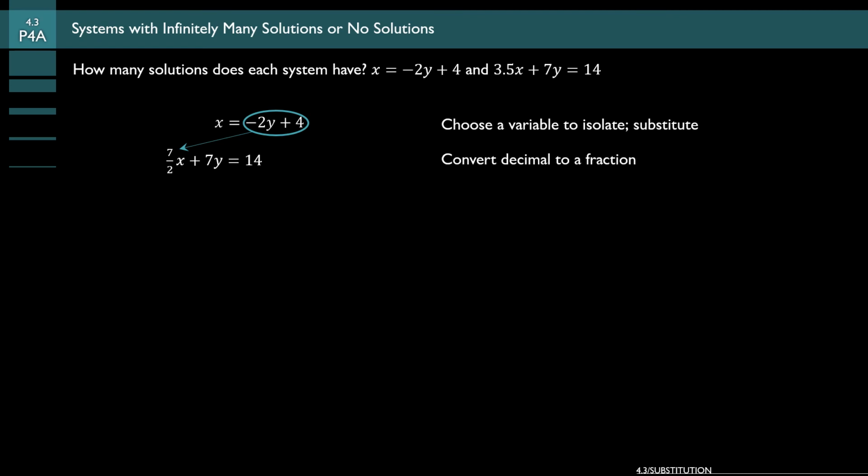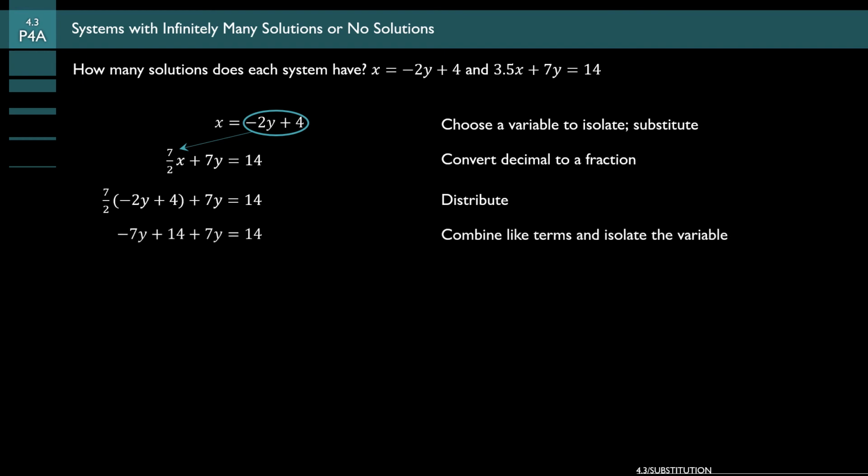Then I'm going to plug in the negative 2y plus 4 for that x. So now 7 halves times the quantity negative 2y plus 4, plus 7y equals 14. With 7 halves and negative 2, the 2's cancel out and you're left with negative 7y. With 7 halves and 4, the 2 cancels out, the 4 becomes a 2, so 7 times 2 gives you 14. Then plus 7y equals 14.